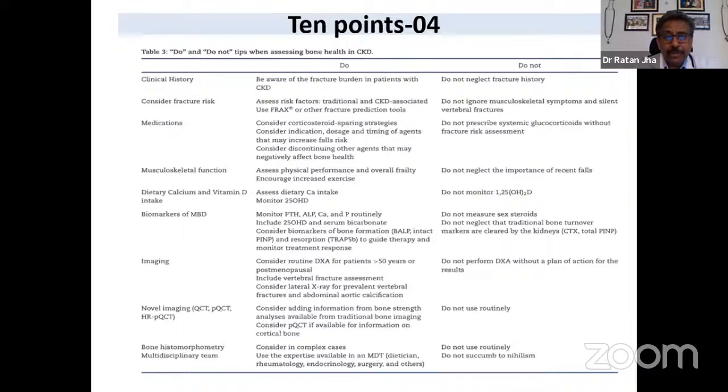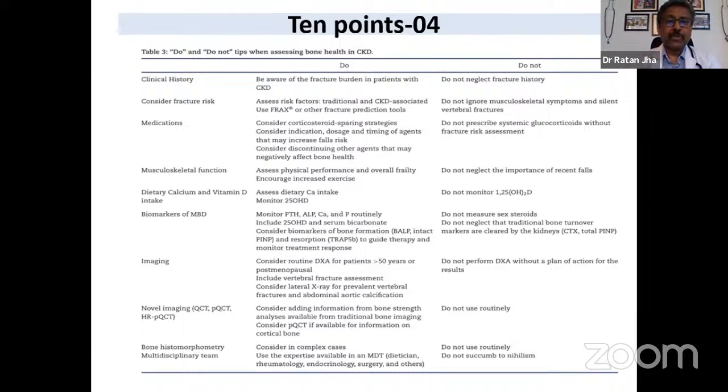So the 10 points that we should remember when we see a patient of bone pain with suspicion of osteoporosis: we need to be clinically aware that this could be a possibility in a patient of kidney disease, because if you neglect it, there's a risk of fracture. You should consider the fracture risk in all patients of chronic kidney disease by looking at the traditional and CKD-associated risk factors and other fracture prediction tools. Because if you ignore the musculoskeletal symptoms, there's an increased risk of vertebral fractures and fractures of the femur.